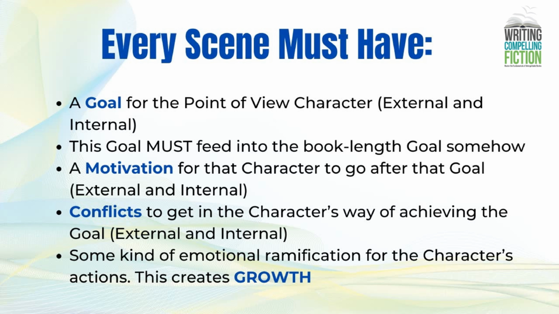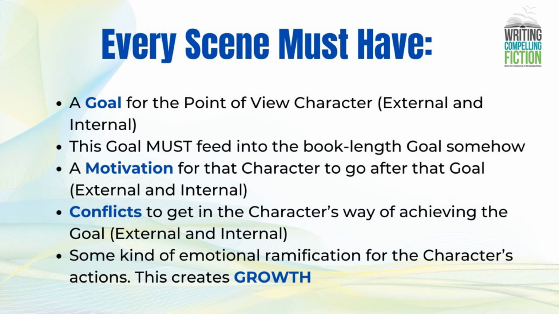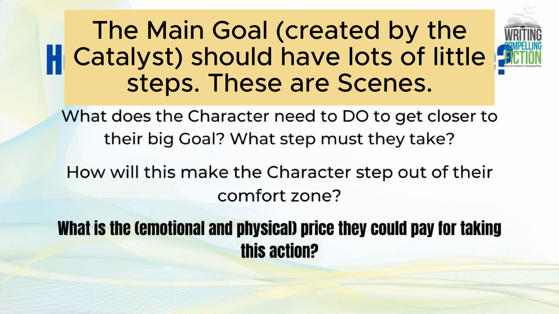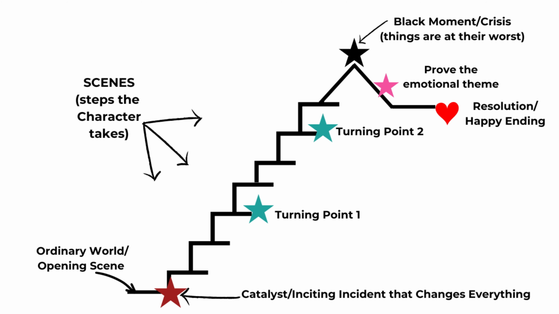If you want to write a really emotional book, you need to have emotional ramifications for the character for when things go wrong. This creates growth because remember, I talk about it all the time in all of my character videos. Characters need to grow and change, and this is how you put it in there. So when you construct the scene, you got to think about, what does my character need to do to get closer to their big goal? So you know what their book length goal is: to catch the criminal or to find a home for the lost puppy or whatever it happens to be. Whatever their book length goal is, they need to complete little tiny steps to get there.